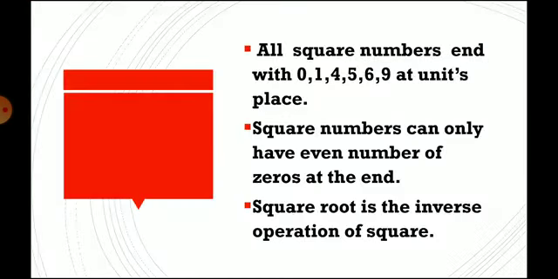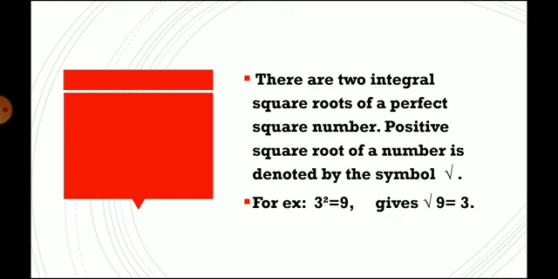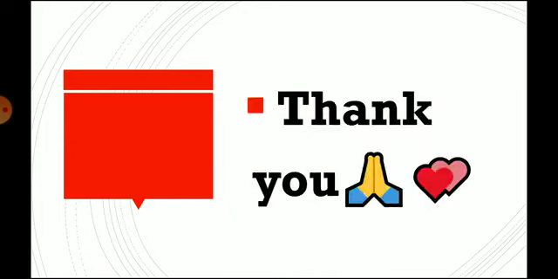See the square terms. All square numbers end with 0, 1, 4, 5, 6, 9 at the units place. Square numbers can only have an even number of zeros at the end. Square root is the inverse operation of the square. There are two integral square roots of a perfect square number. The positive square root of a number is denoted by the root symbol. For example, 3 squared means 9. So the square root of 9, the answer is 3.